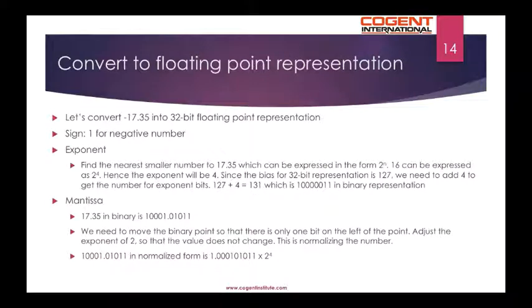So let's see how to convert to a floating point representation. Let's convert minus 17.35 into 32-bit floating point representation. Since it is a negative number, the sign bit will be 1. Next, the exponent. How do we derive it? We find the nearest smaller number to 17.35 which can be expressed in the form 2 to the power of n. So 16, which is very close to 17.35, can be represented as 2 raised to 4. Hence the exponent will be 4.